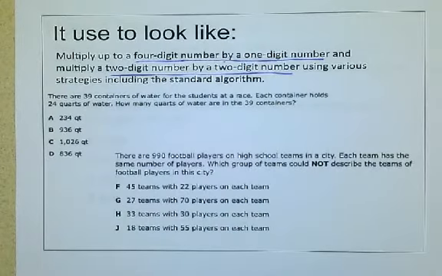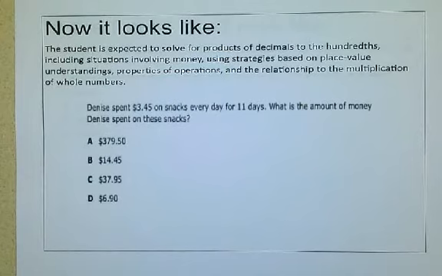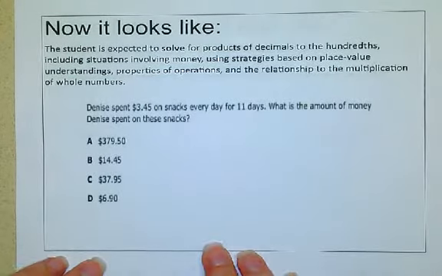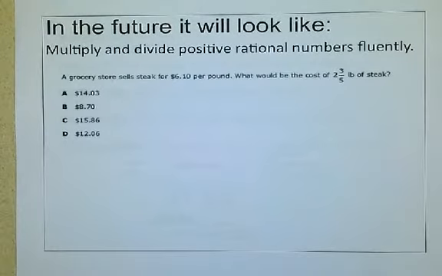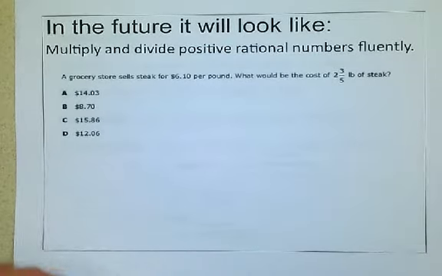In 4th grade, students solved by multiplying a 4-digit number by a 1-digit number, or a 2-digit number by a 2-digit number. In 5th grade, we'll be solving for products of decimals to the hundredths place. And in 6th grade, they will be multiplying and dividing all positive rational numbers fluently, including fractions and decimals.